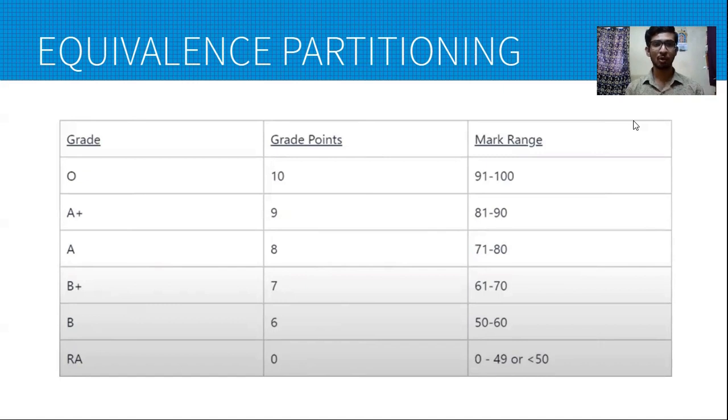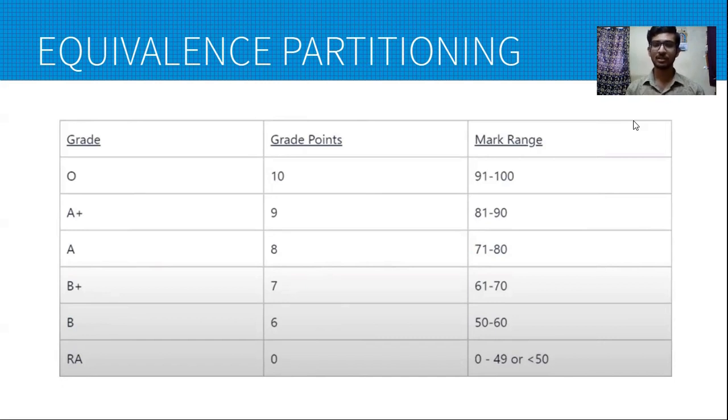For instance, O grade is for 91 to 100 marks, A plus is for 81 to 90, A is for 71 to 80, B plus is for 61 to 70, B is for 50 to 60, and reappearing in the next semester if the candidate scores 0 to 49, which means less than 50. He needs to reappear in the next semester for the same subject.